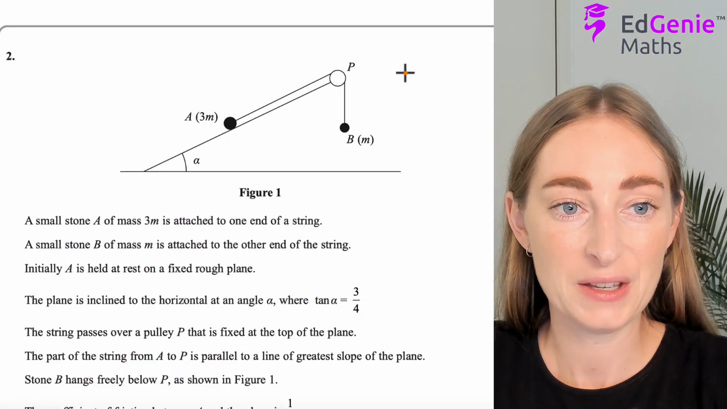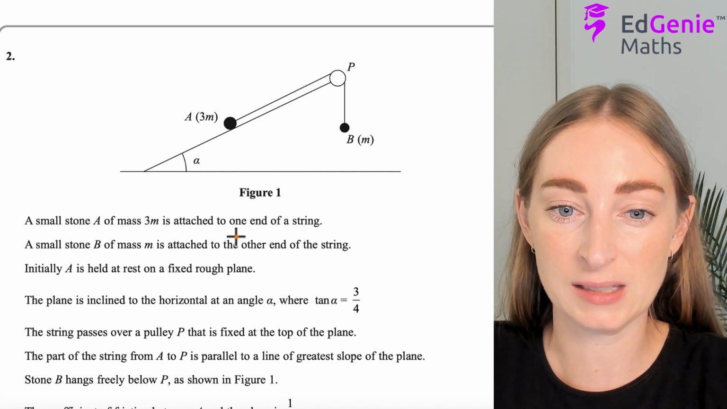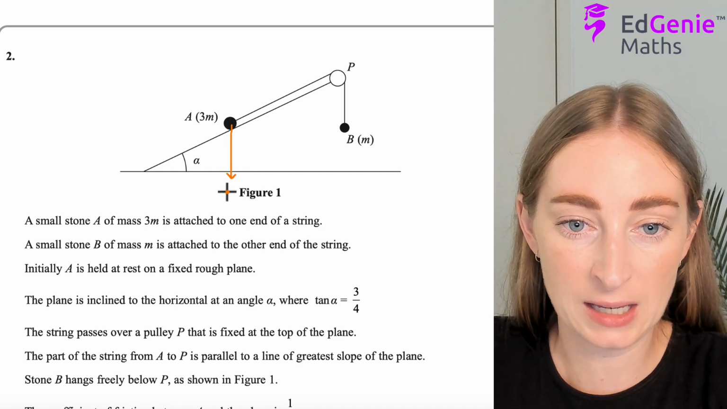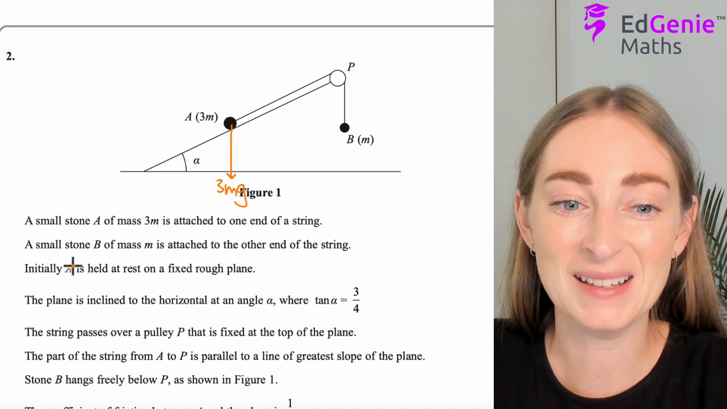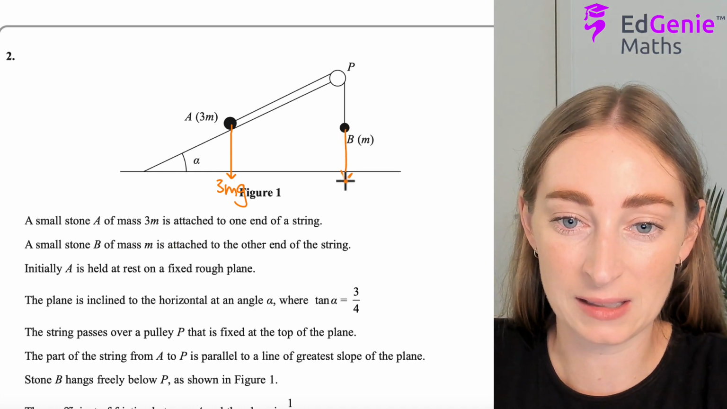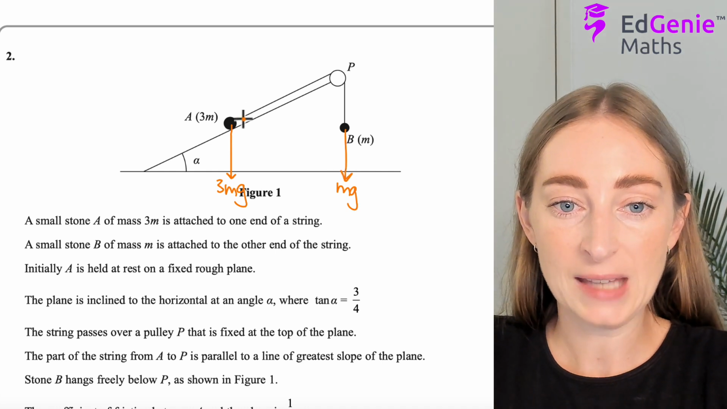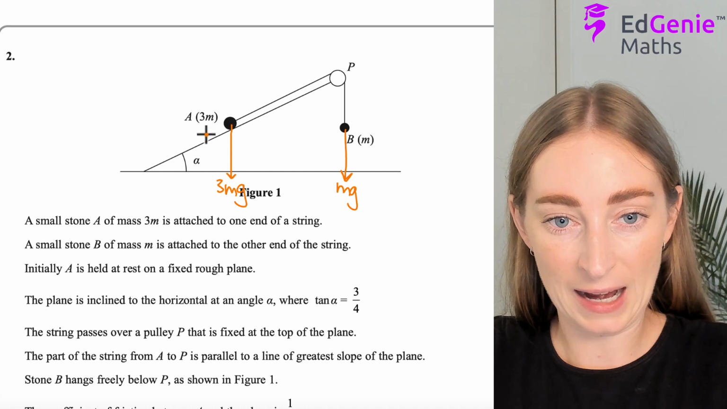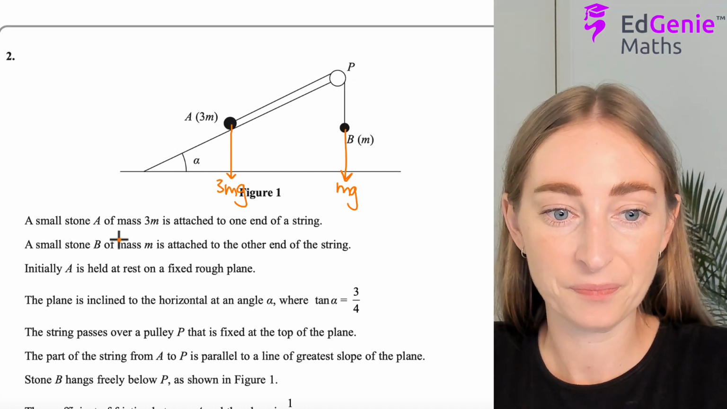Question 2. So a small stone A of mass 3m is attached to one end of a string. So that means that we've got our weight here, which is going to be 3mg, don't forget the g. A small stone B of mass m is attached to the other end, so that's going to be m times g. So what this means is because A is heavier than B, when it's moving, it's going to go down like this. So this stone is going to go down and this stone is going to go up.